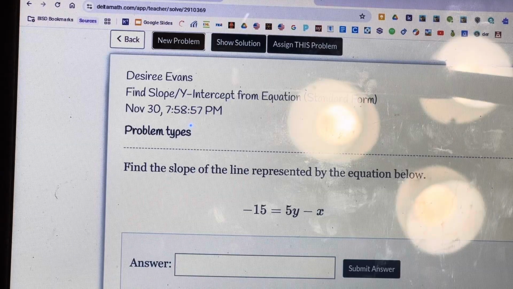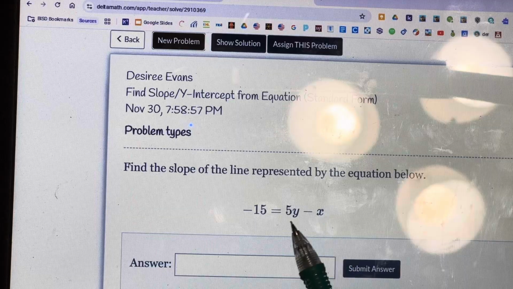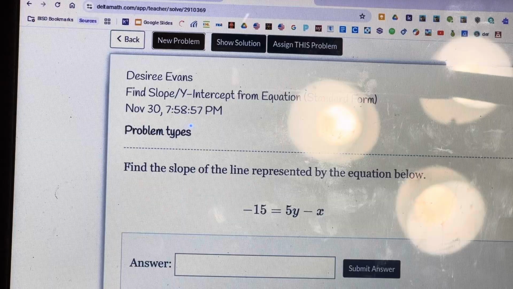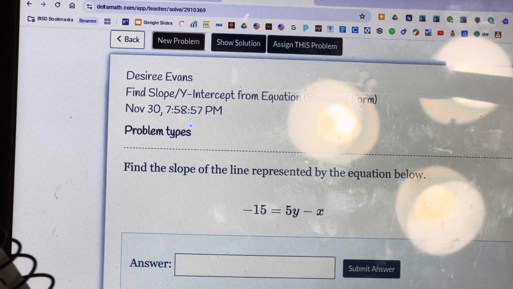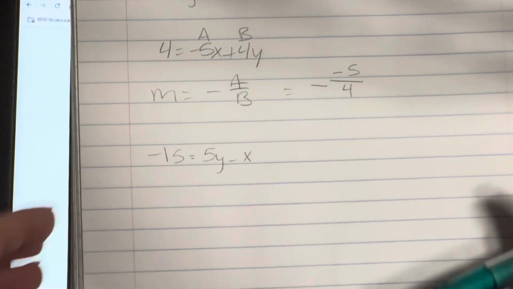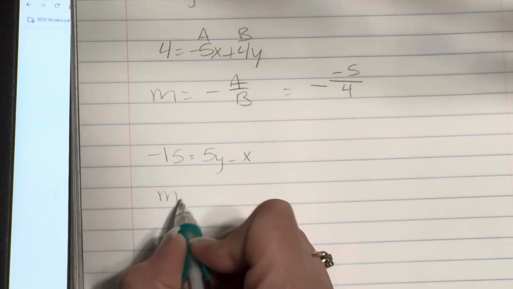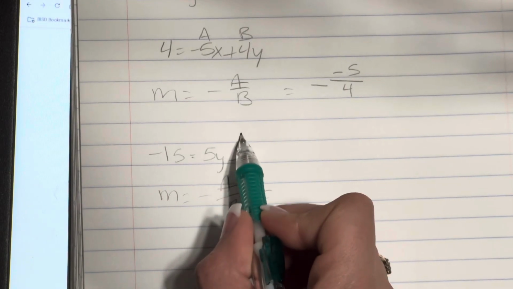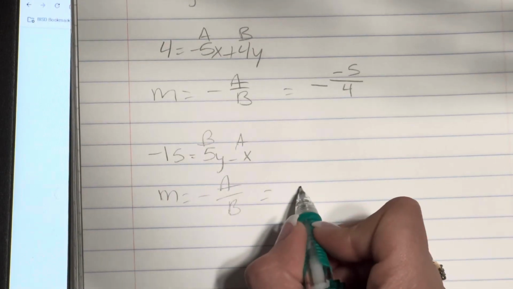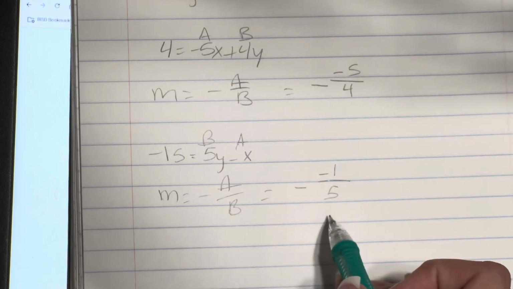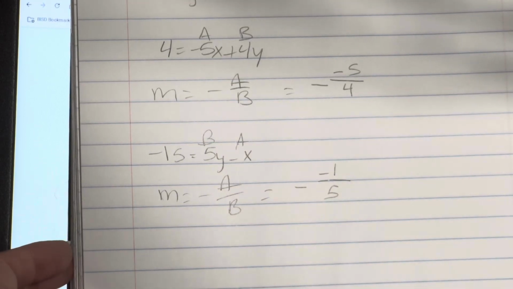Okay, one more. Remember, our a is the coefficient with x, our b is the coefficient with y. So in this case, let me write it down: 5y minus x equals 15. Okay, so again, m equals negative a over b. So a is here, b is here. So again, we're going to have negative 1 over 5. Plug that into Desmos, you will get a positive 1/5.